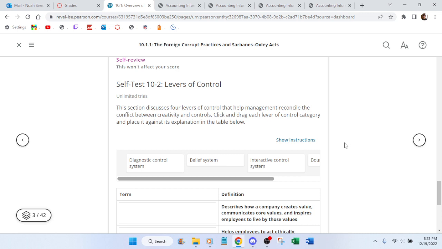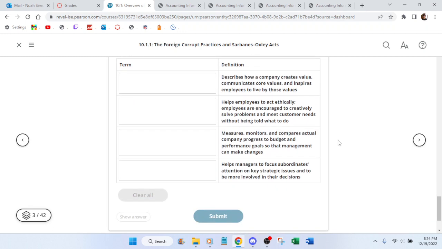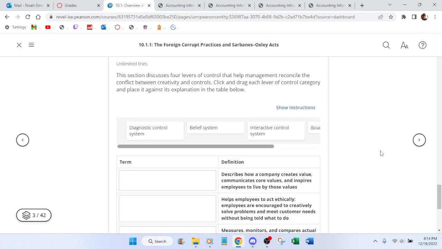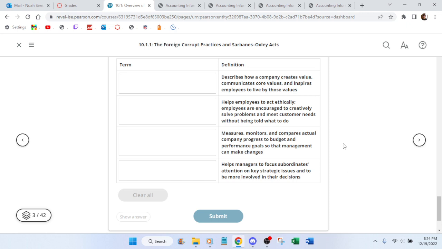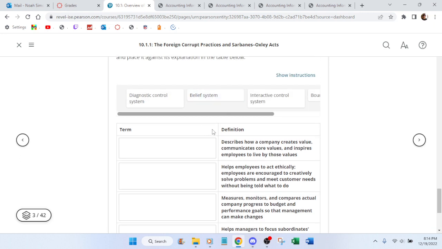Describes how a company creates value, communicates core values, and inspires employees to live by those values. Helps employees to act ethically. Employees are encouraged to creatively solve problems and meet customer needs without being told what to do. Measures, monitors, and compares actual company progress to budget and performance goals so that management can make changes.